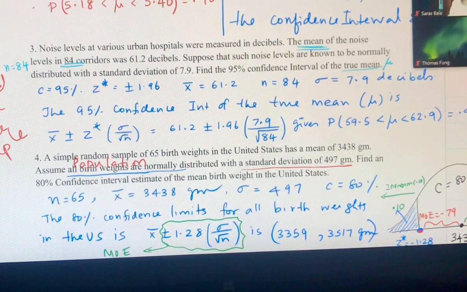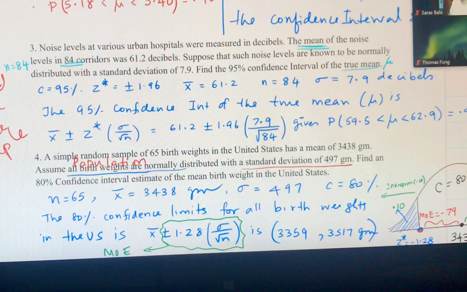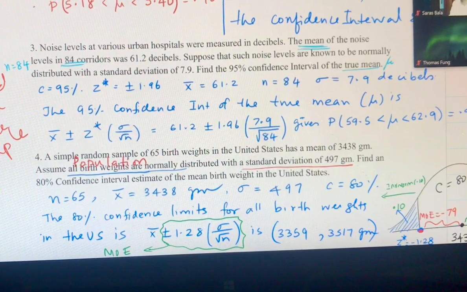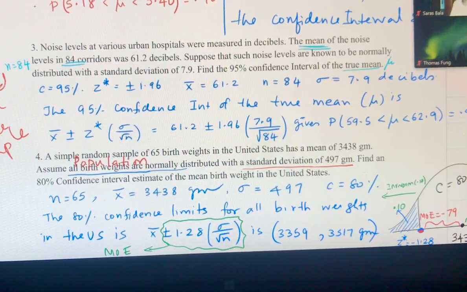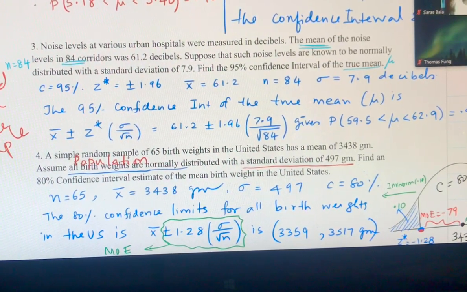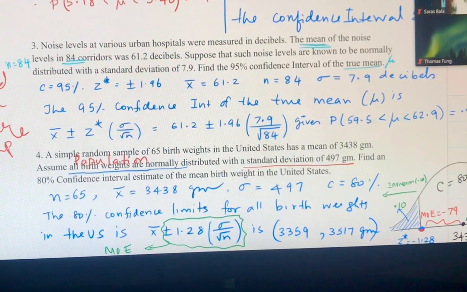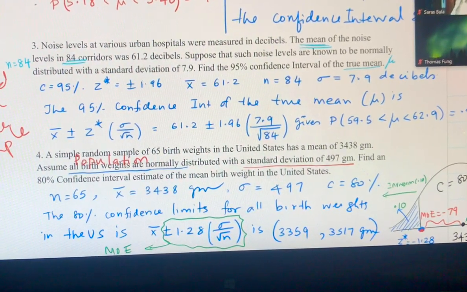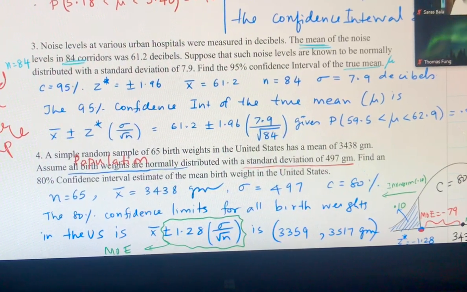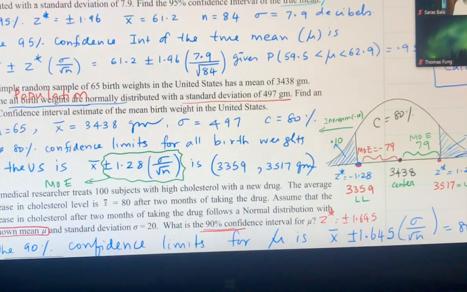So the C level 95% is going to give you the critical value, which is plus or minus 1.96, and then X bar, the number coming from the sample of 84 corridors, is 61.2. That number is given in your problem. The noise level is measured in decibels. So that is given, and then your sigma is given. Mean and standard deviation, they both will have the same unit of measurement, right? The X bar and the standard deviation both will have the same unit of measurement. So that is also given in decibels. And then your n is given, check, plug it in, and you get your lower limit and the upper limit.